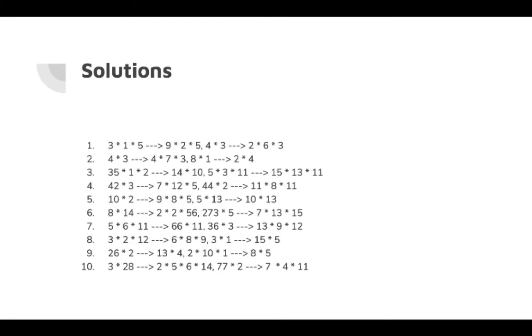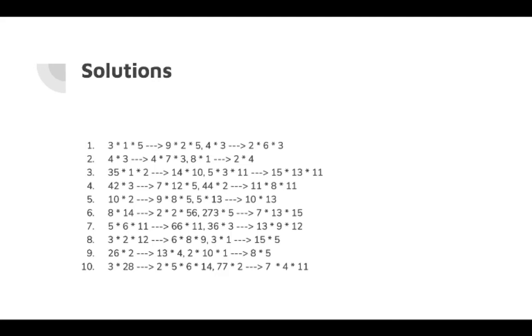Here is the answer to the third problem. 35 times 1 times 2 goes into 14 times 10, and 5 times 3 times 11 goes into 15 times 13 times 11. Here is the answer to the fourth problem. 42 times 3 goes into 7 times 12 times 5, and 44 times 2 goes into 11 times 8 times 11. Here is the answer to the fifth problem. 10 times 2 goes into 9 times 8 times 5, and 5 times 13 goes into 10 times 13.